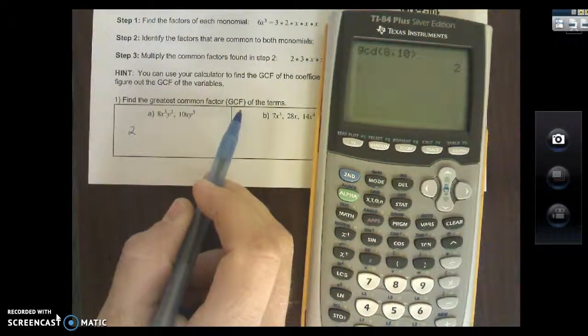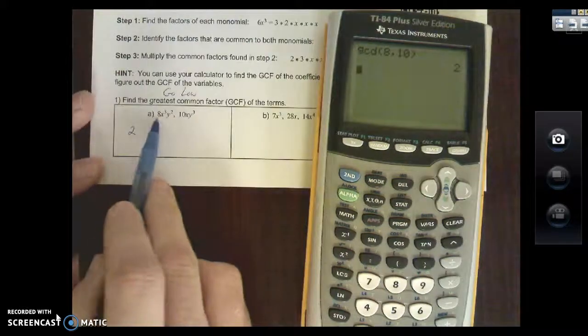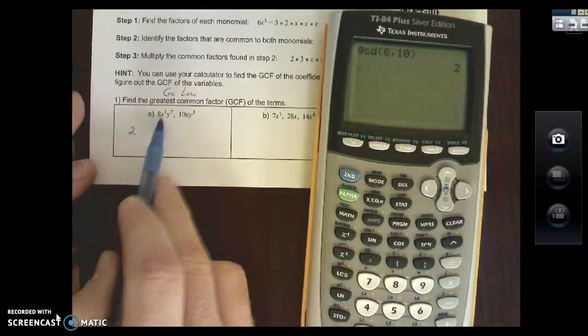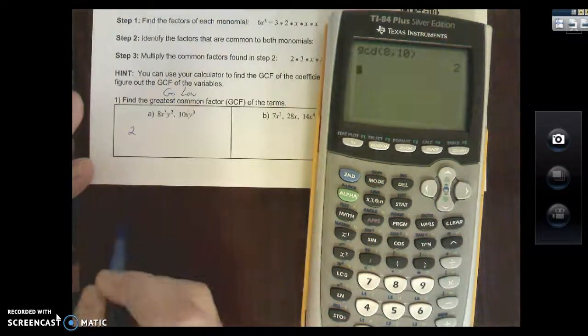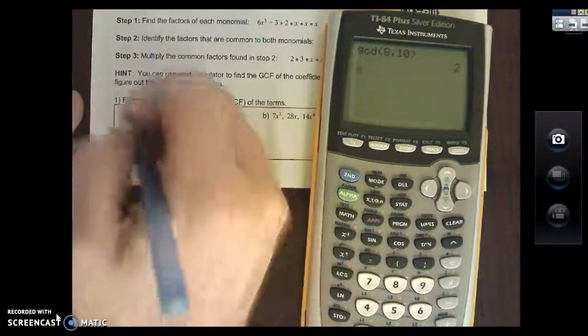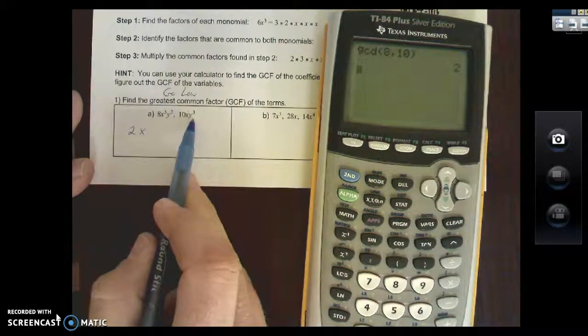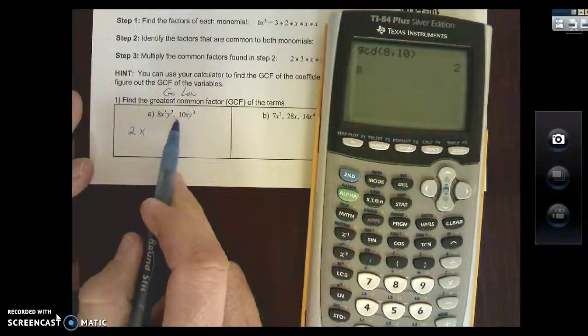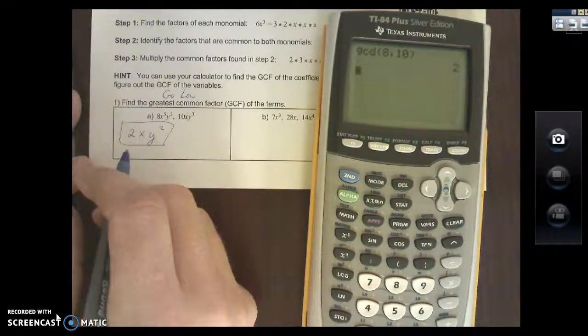Now for GCF for variables, we go low. What I mean by that is, look at your variables here, x cubed and x to the first power. Which one's smaller? Okay, lower one. Lower one for this would be x to the first power. So we write x to the first power. Y squared and y cubed, which one's lower? Y squared. Done. See how simple this is?